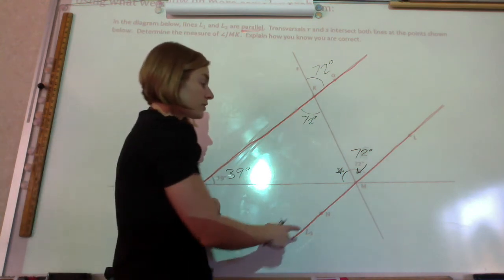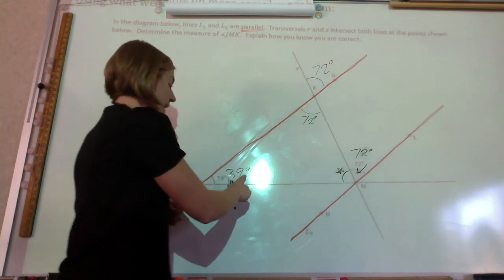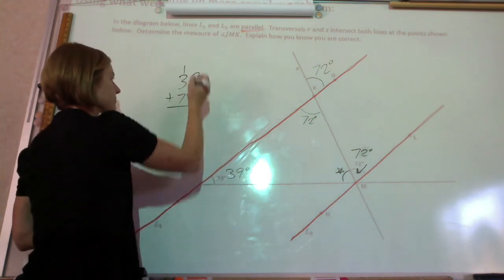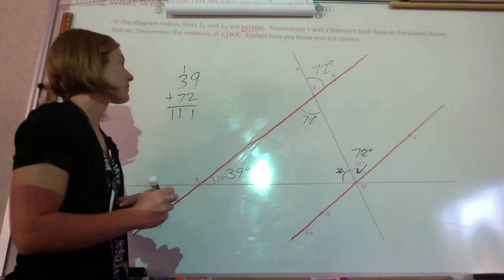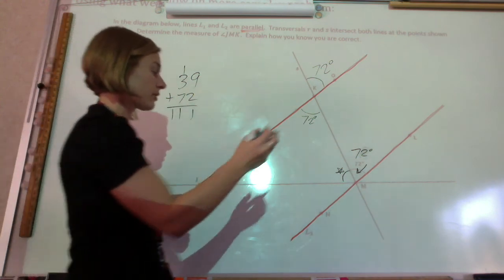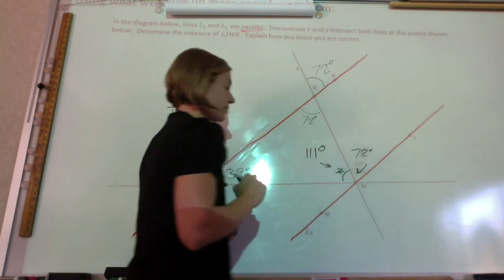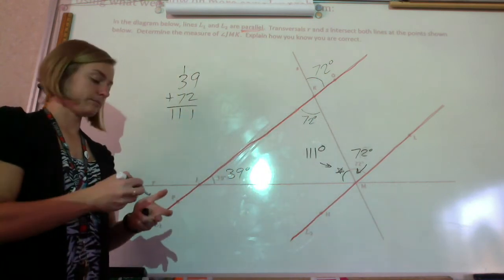So now all we need to do is find the missing interior angle by adding up our 39 and our 72. It's 111, and if I got that wrong, please tell me in class. So here, this is going to be our 111 degrees, and we're all done.